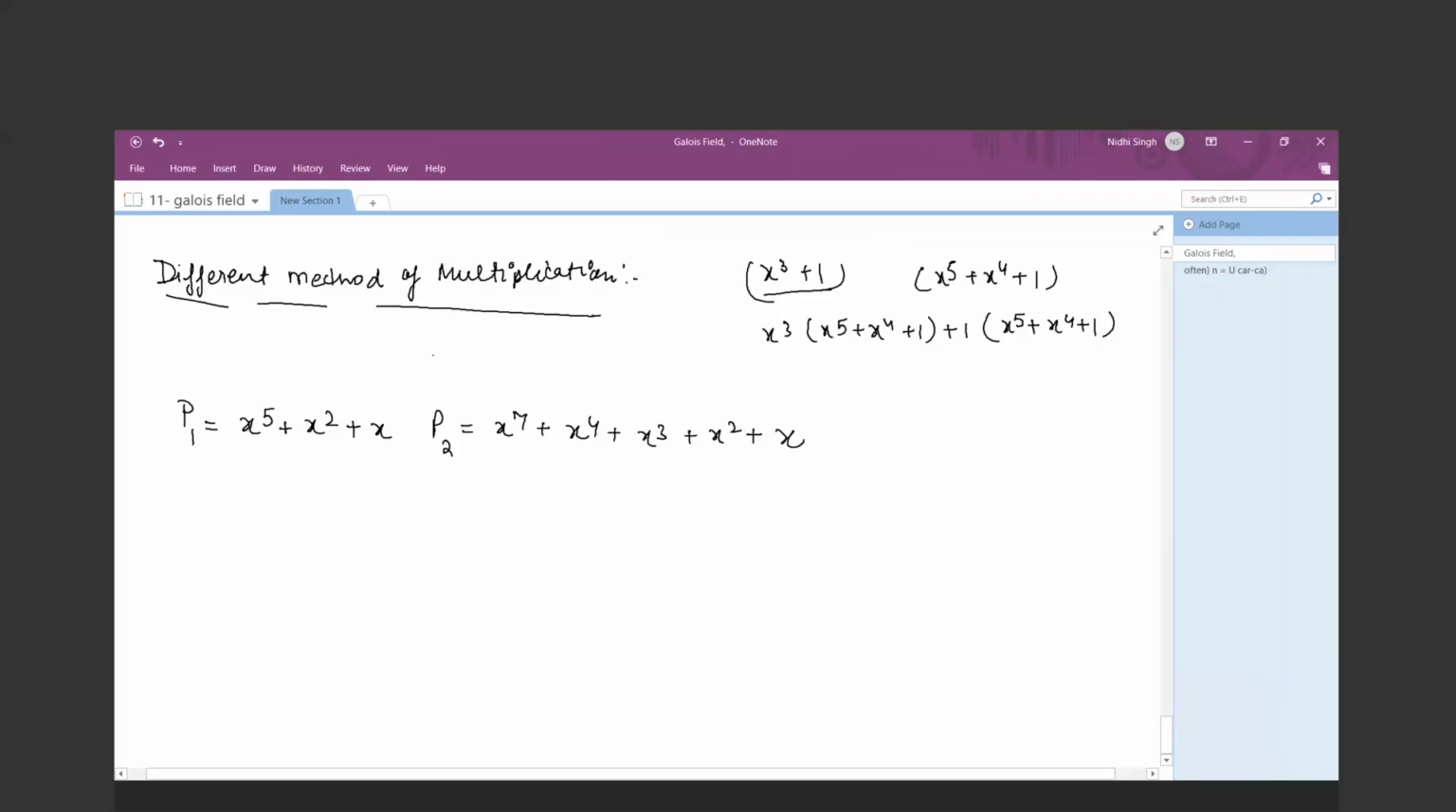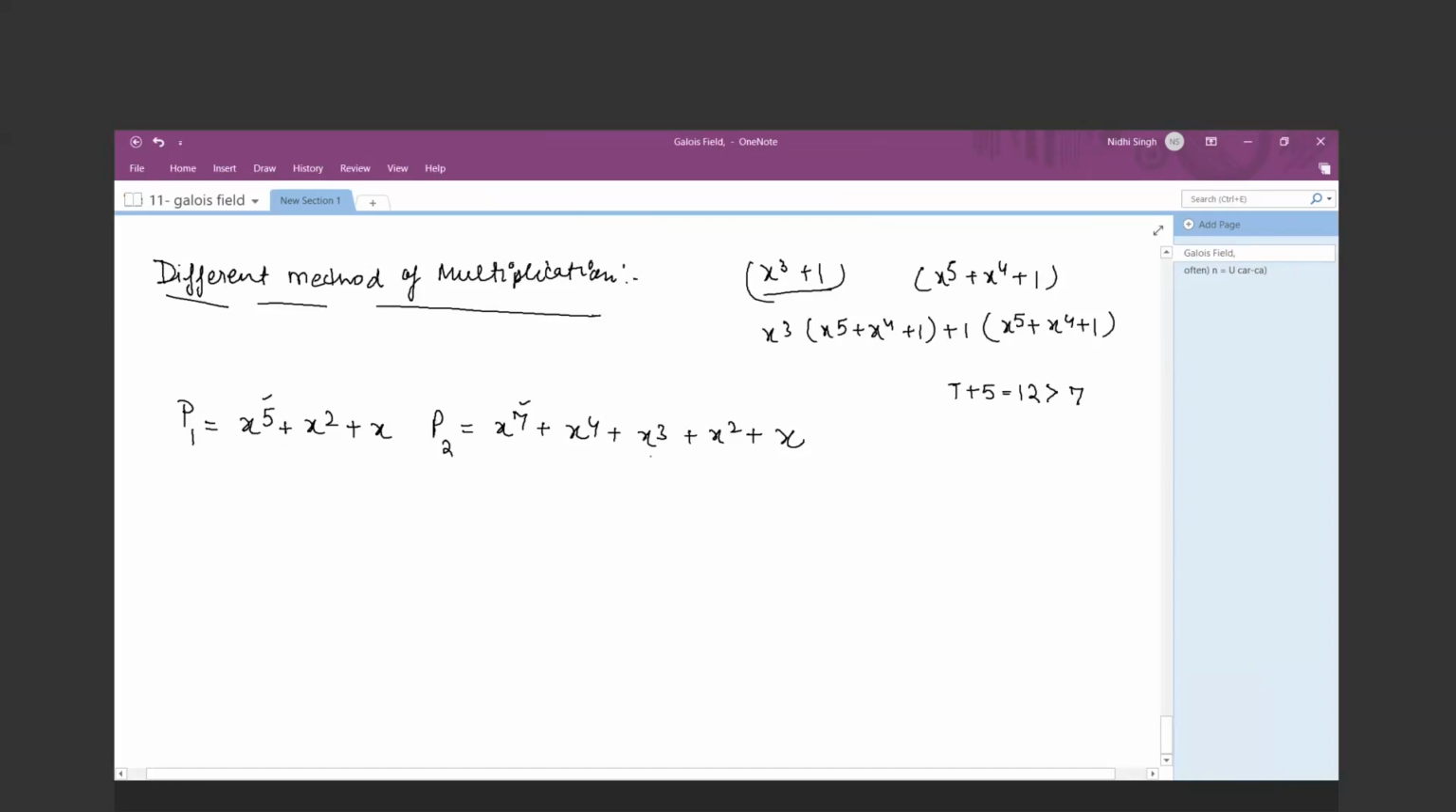Because we are performing the multiplication, it may be that the highest power will get multiplied and exceed the highest power limit. This is the highest power in P1, that is x^5. This is the highest power in P2, that is 7. So in the multiplication, the powers will get added. So 7 plus 5 equals 12. And 12 is greater than 7, because the maximum power is 7 over there.